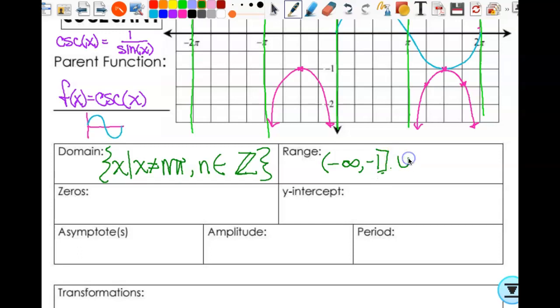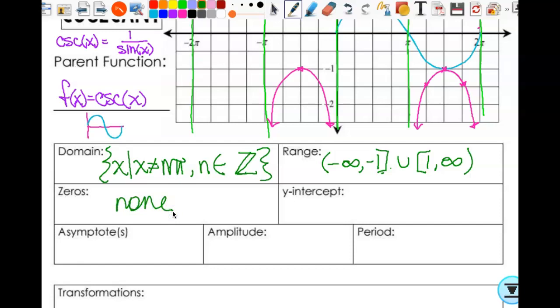And then I start back over where? 1 and go to positive infinity because I'm going from bottom to top. You're fine. It's okay. We good on that? What about my zeros? None, right? I don't have any zeros.